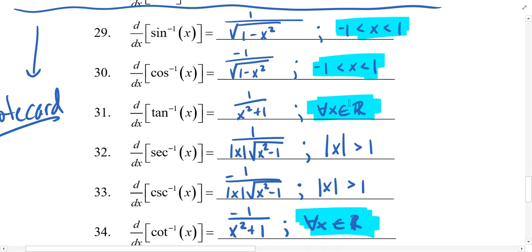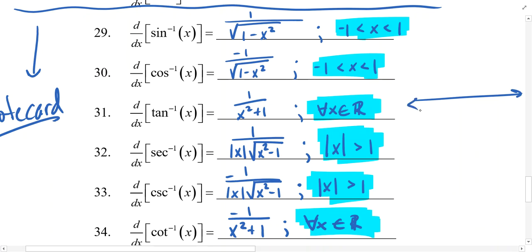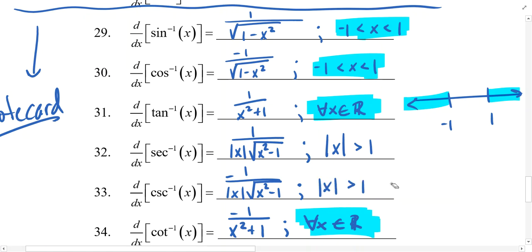Finally, for number 32 and 33, we're restricting our domain to be x values whose absolute value is greater than 1. If you're thinking of a number line, x values whose absolute value is greater than 1, well, those would be numbers to the right of +1 and to the left of -1. So here we go, -1 to +1. The absolute value of these numbers here are greater than 1, and the absolute value of these numbers here are greater than 1 as well. So maybe I'll try to color code this a little bit better. Let's try that again.